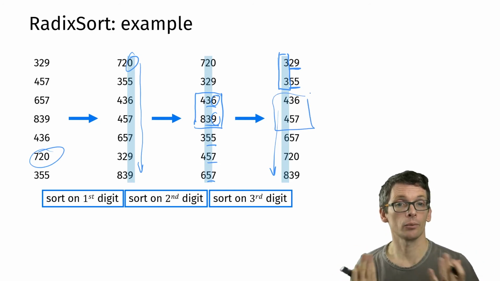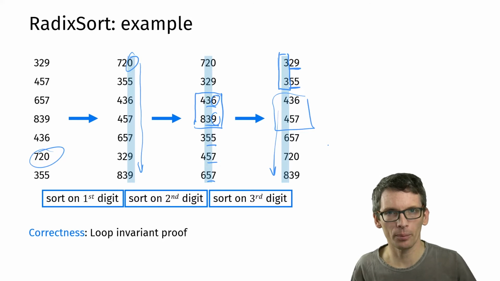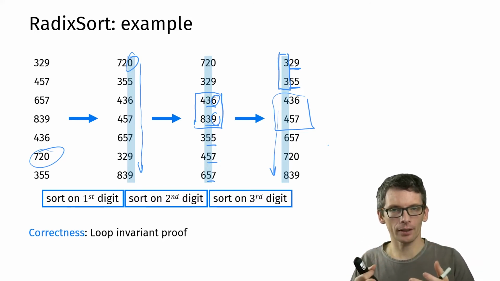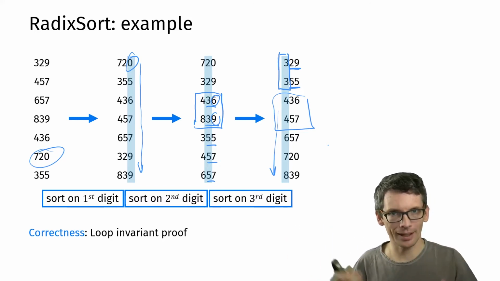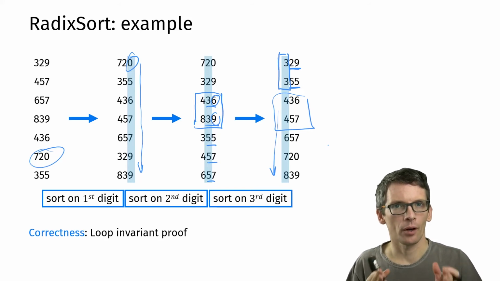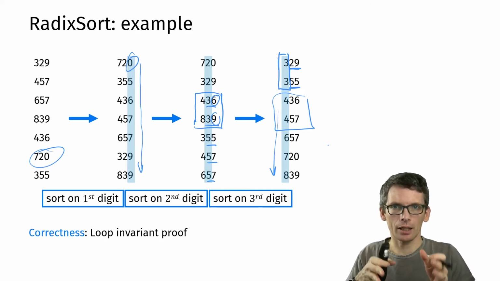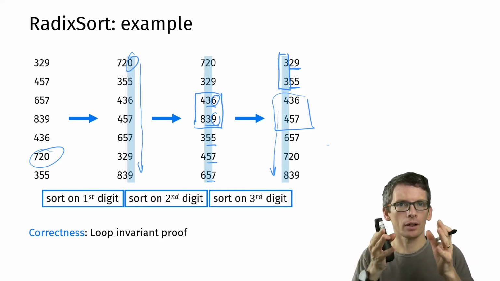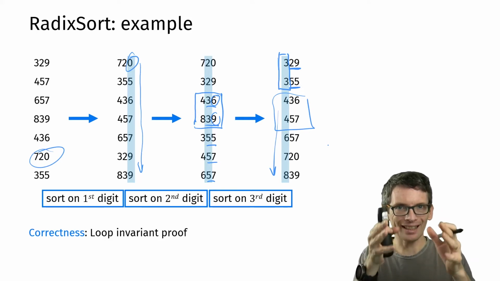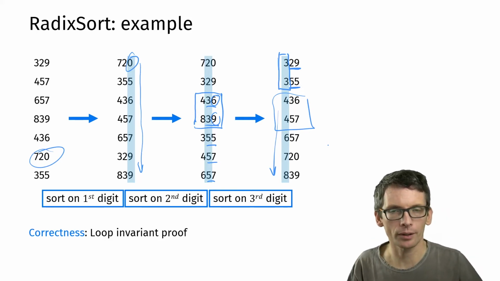And that's radix sort. So how would we prove correctness? That is, we have a very simple loop. This would be a simple loop invariant proof where we essentially say that at the start of iteration i, the numbers are sorted correctly based on the digits 1 up to i minus 1.